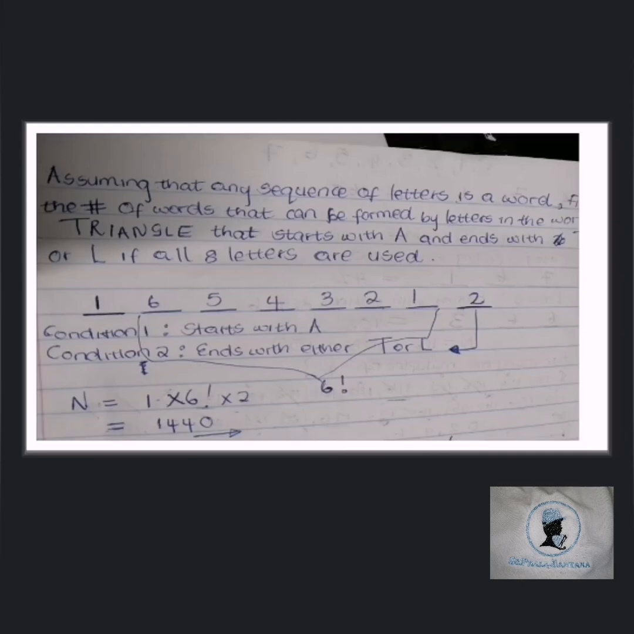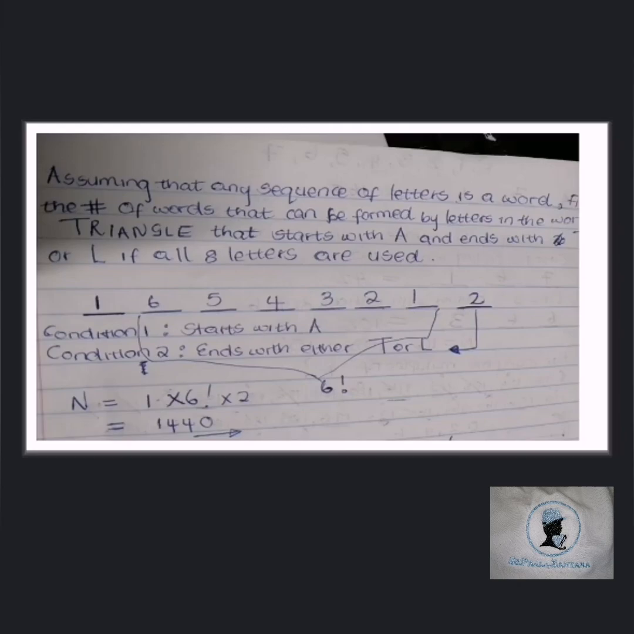So the second example says, assuming that any sequence of letters is a word, find the number of words that can be formed by letters in the word triangle that starts with A and ends with a T or L if all 8 letters are to be used. So from the question, they said if all 8 letters are to be used. So you know that the word that we are forming has to have 8 different letters, because triangle has 8 letters.